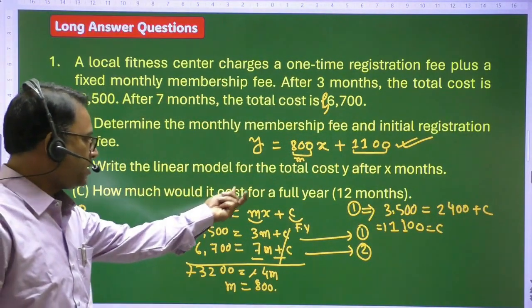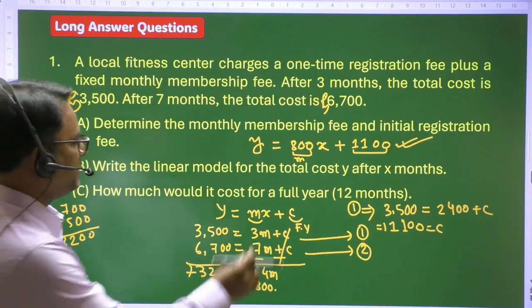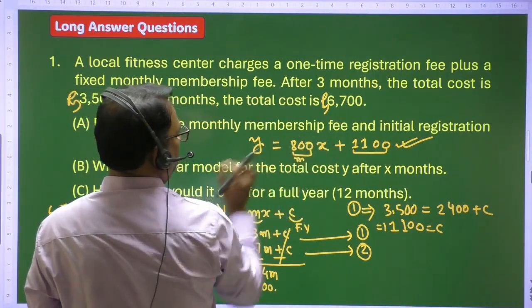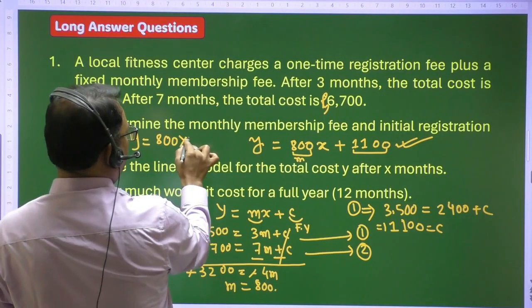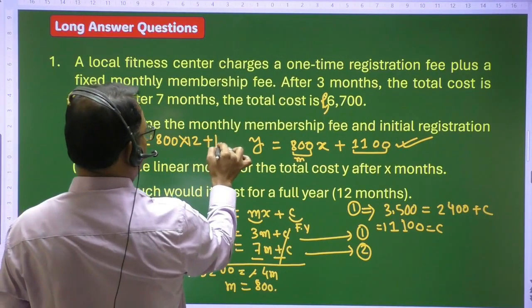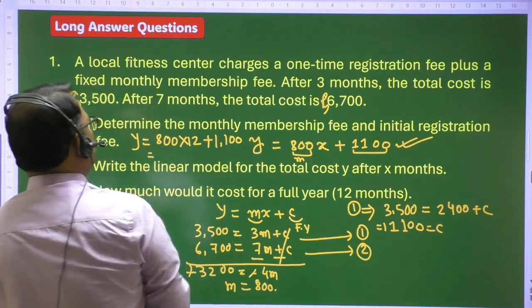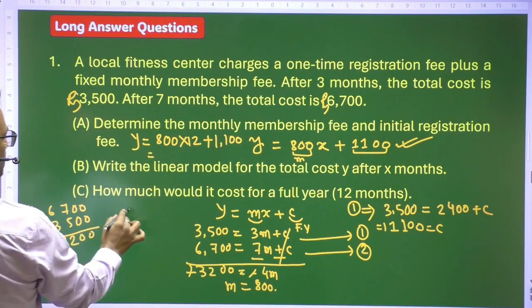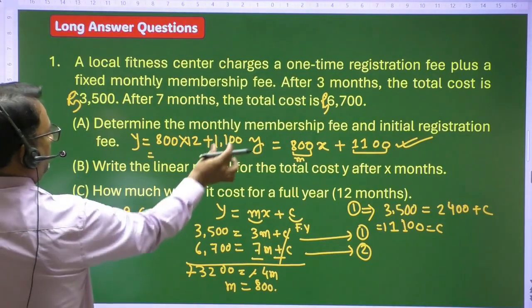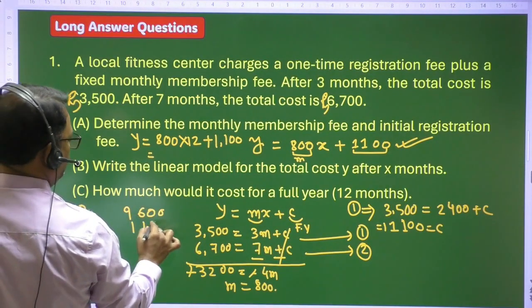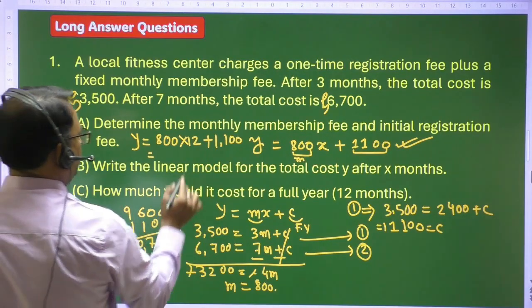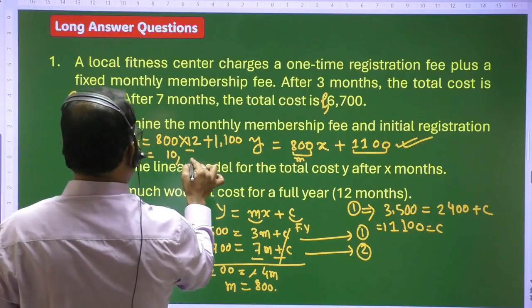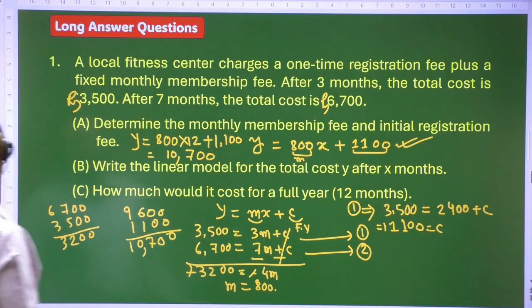How much would it cost for a full year? That means when you plug in this 12 here, you will get the total amount. So y is equal to 800 multiplied by 12 plus 1100. So it is 9600 plus 1100, so it will be 10,700, the total 1 year fees. I hope this part is clear to everyone.